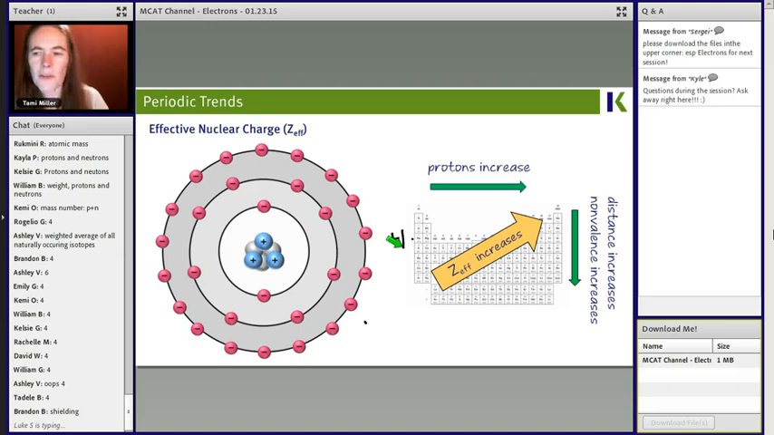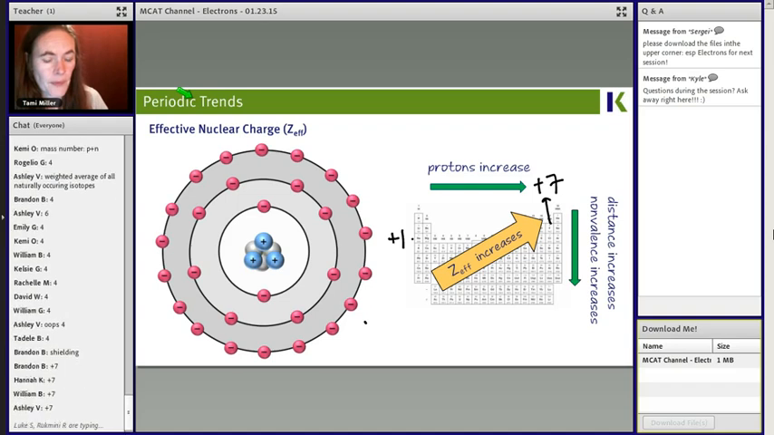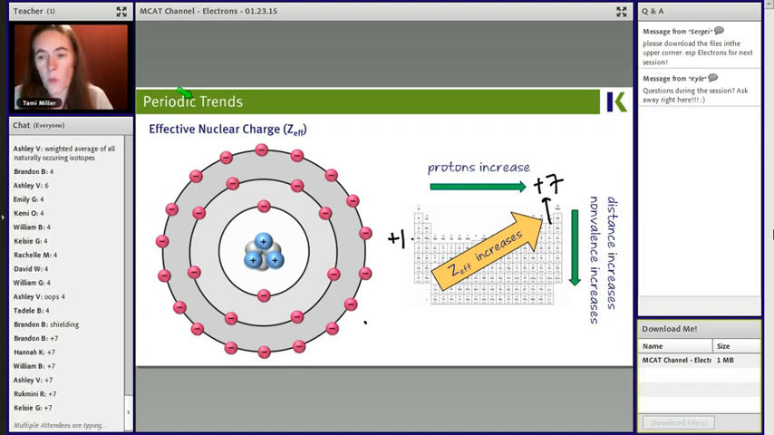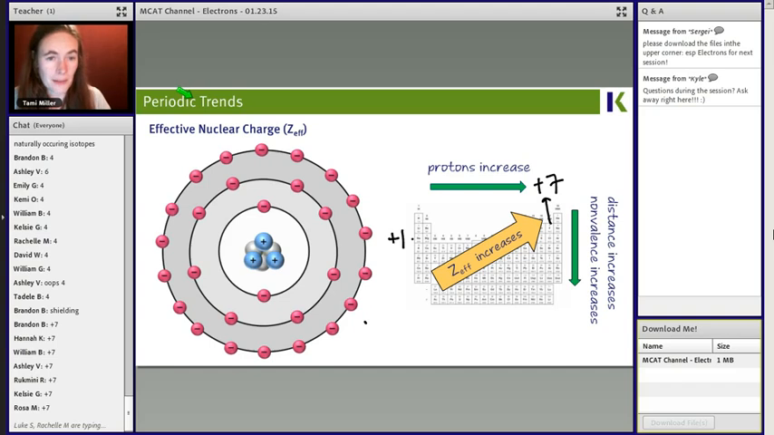If we look at fluorine up at the top, fluorine has 9 total electrons. Only 2 of those are going to be nonvalence. So fluorine right here has a +7 charge. Am I going to be more attracted, if I am an electron, to a +1 charge or to a +7 charge? The +7. This explains why it increases from left to right.